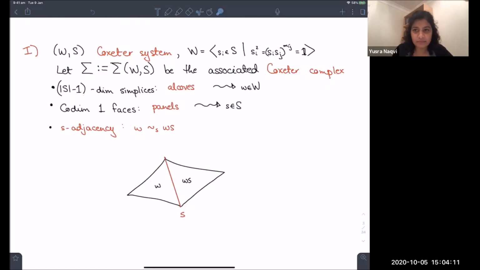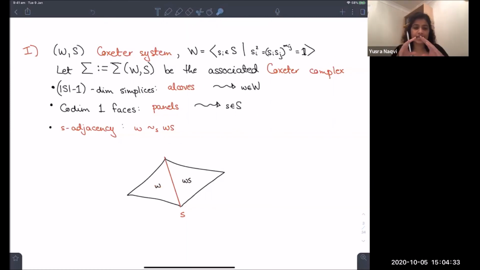Sometimes I'll call them chambers. I'll try to stick to alcoves, which is more common for the affine setting we'll be in, but these are sometimes called chambers as well. I have one alcove for every element in my Coxeter group. So every element here is going to be associated with a top dimensional simplex.